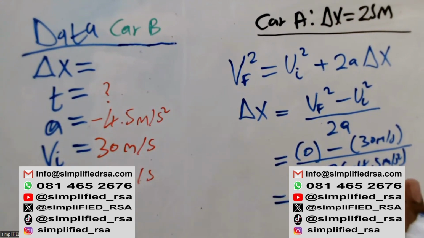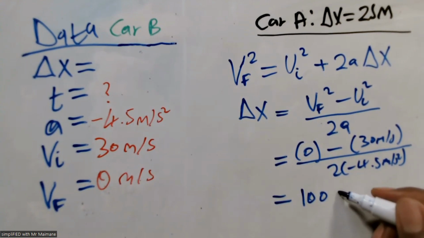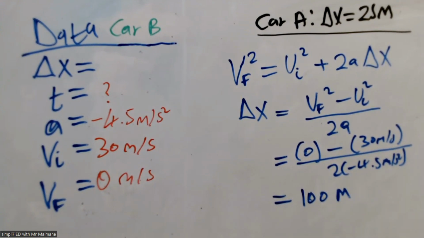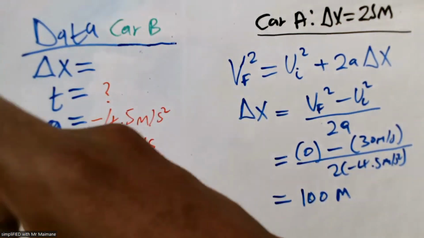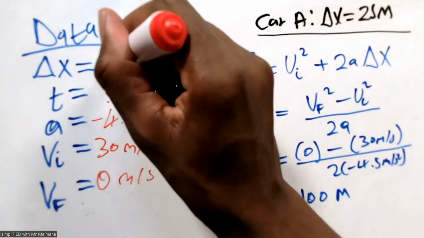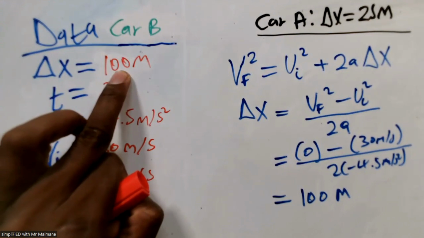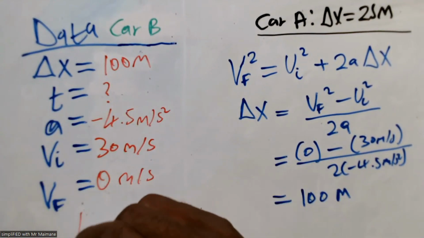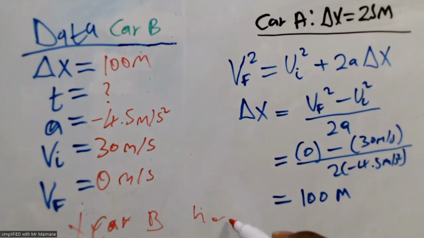If you punch this on your calculator, you'll find that the distance covered for car B is 100 meters. So car A is 25 meters, car B is 100 meters, meaning you can write down that car B has the longest stopping distance. You can write it in words. That's how you get your full 6 marks.